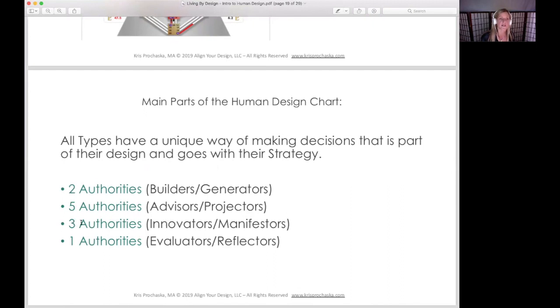Innovators or manifestors have 3 different authorities. Again, not gut. None of them are from the gut. And the evaluators or reflectors have one authority that they follow for themselves, and it's not the gut. Okay. So again, I'm not going to dive into this. This is a huge discussion. I could spend an entire class or entire hour on just this, and I will point you to directions on how to learn more about this. Okay.